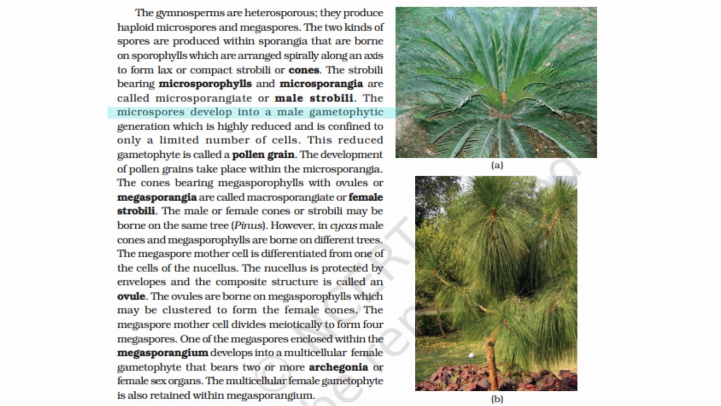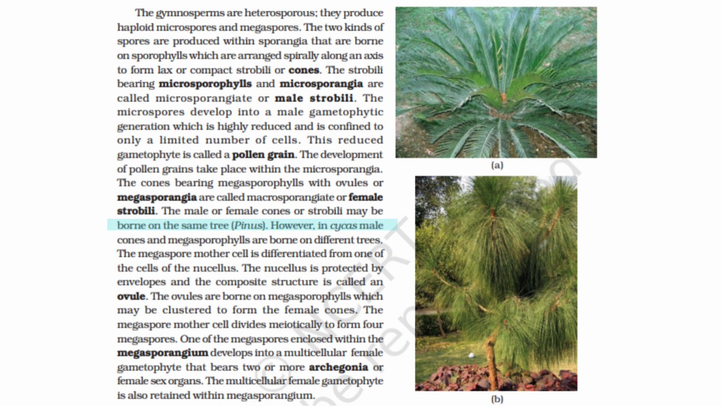The microspores develop into a male gametophytic generation, which is highly reduced and is confined to only a limited number of cells. This reduced gametophyte is called the pollen grain. The development of pollen grains takes place within the microsporangia. The cones bearing megasporophylls with ovules or megasporangia are called macrosporangiate or female strobili. The male or female cones or strobili may be borne on the same tree, Pinus.